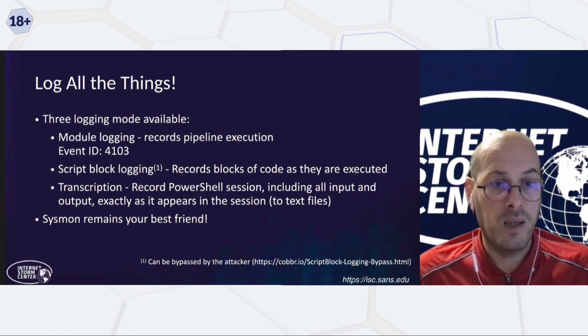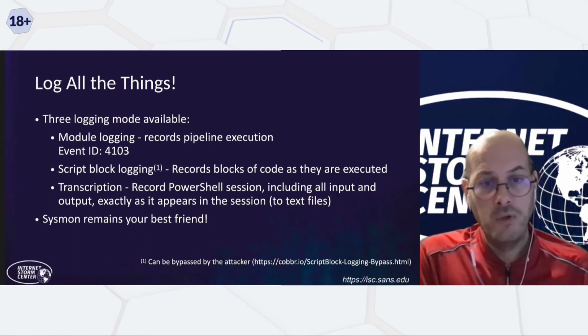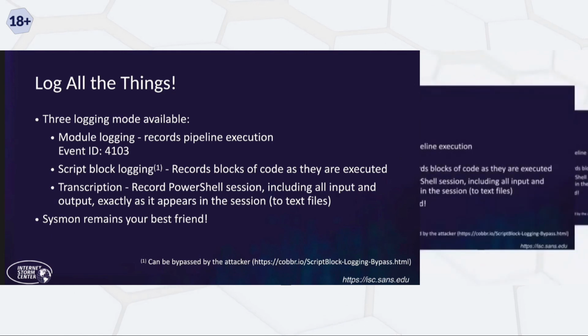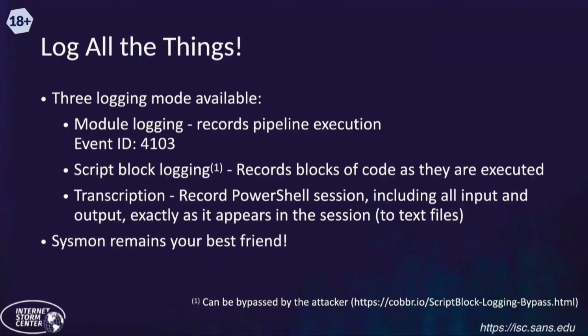PowerShell has 3 logging modes available. You have module logging, which records the pipeline execution. The event ID, which is very important to have a look at, is 4103. You can also have script block logging. It will record the blocks of code as they are executed, so you will see really the code that is executed. Transcription records the PowerShell session also with inputs and outputs, exactly like if you were in a session, and you have this stored in a text file.